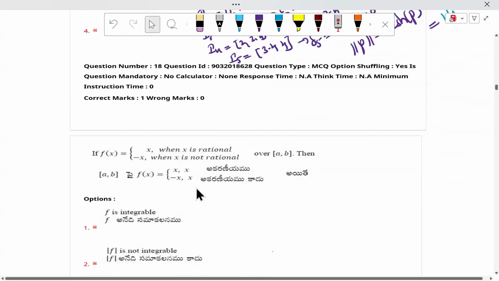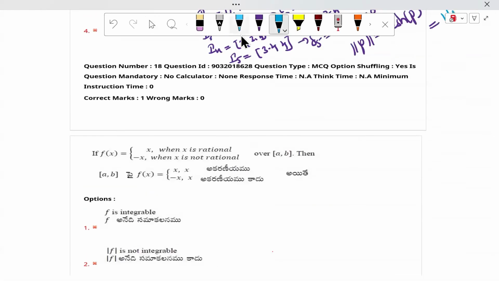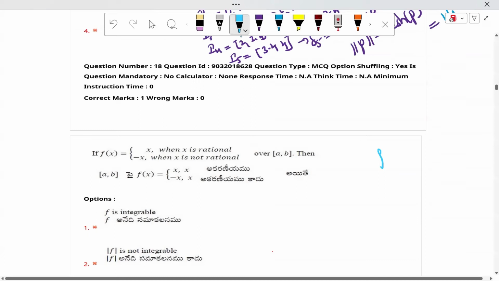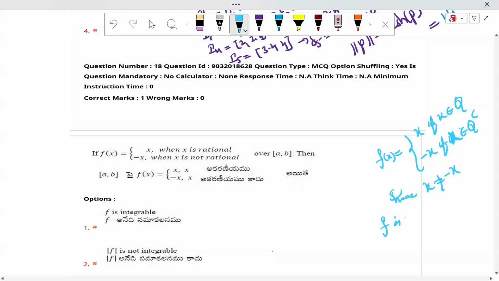ఇక్కడ అబ్జర్వేషన్ చేస్తే చూడండి, గివెన్ క్వశ్చన్ వెరీ వెల్, f of x is equal to, it is the x if x is the belongs to the rational number. It is minus x if x is the belongs to irrational number. Here we know that x is the not equal to minus x. Therefore, f is not integrable.